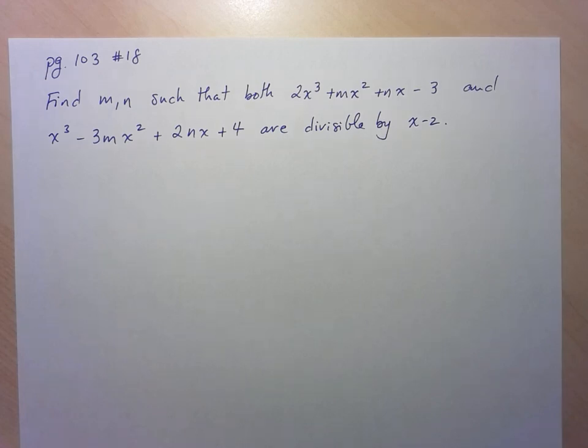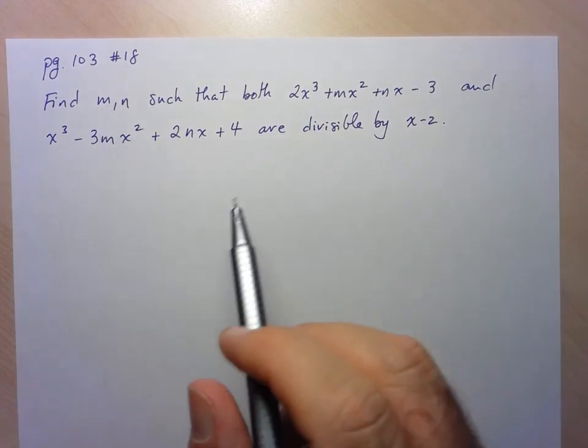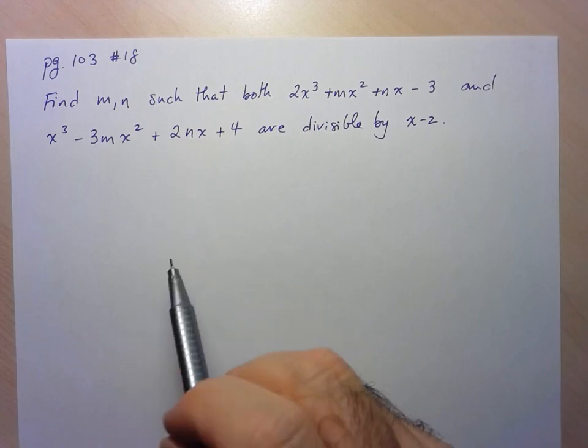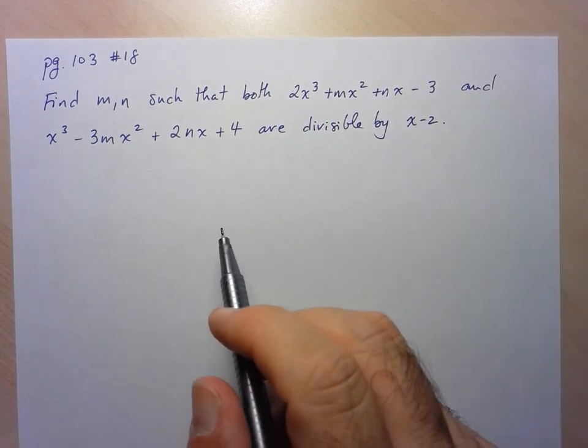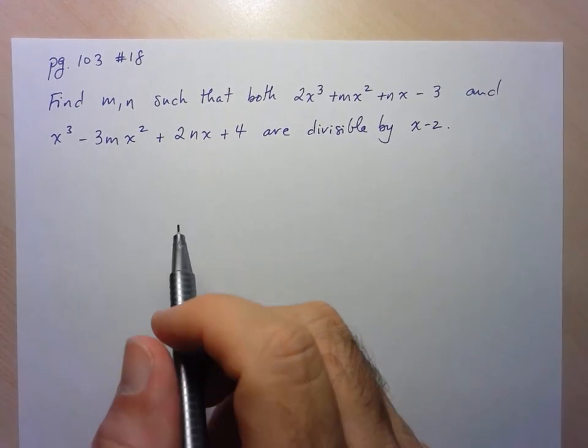Hi folks, we're going to take a look at page 103, number 18. So let's take a look at the question. They want us to find the values of m and n such that both of these polynomials are divisible by x minus 2.